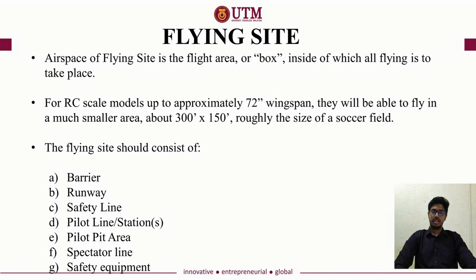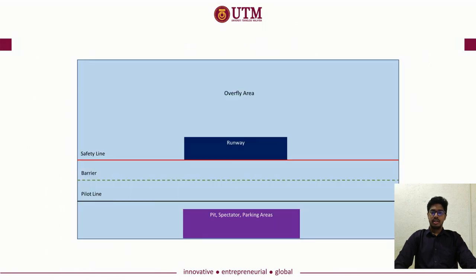And finally, the safety equipment. Safety equipment includes basic equipment such as a first aid kit, fire extinguishers with appropriate ratings, and a sand bucket for lithium polymer batteries. In the next slide, you can see our designed flying site based on the selected location. We have designed it so that you can see the overflight area, runway, safety line, barrier, pilot line, and the pit, spectator, and parking area.